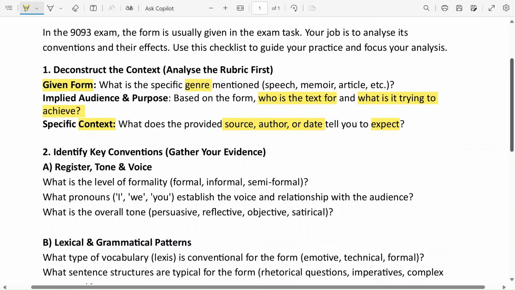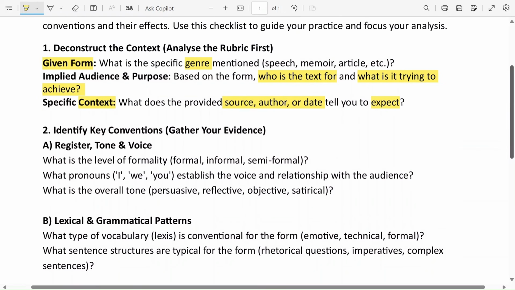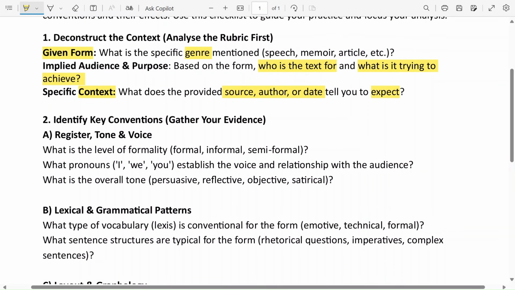Okay, so once you nail the context, it's time to get into the nitty-gritty. Analyzing textual conventions. This is where you gather your evidence from the text itself. First, let's look at register, tone, and voice. Examiners love when you comment on this. Take a look at what the level of formality is. Is it formal, informal, or maybe semi-formal? Does this match the form and context?